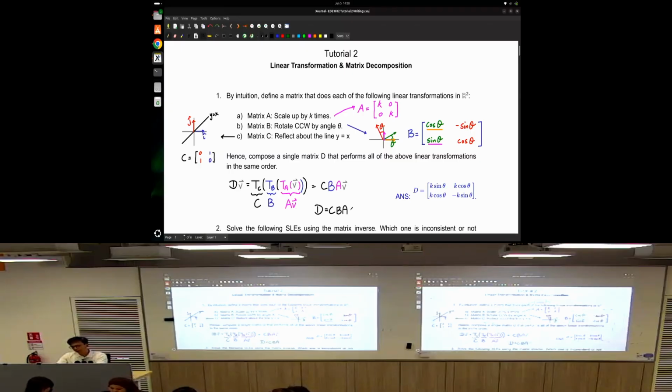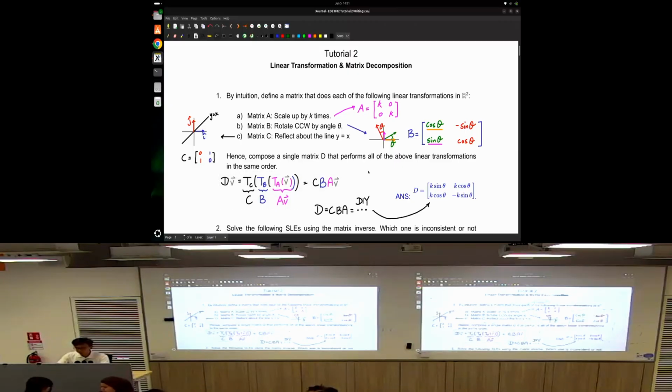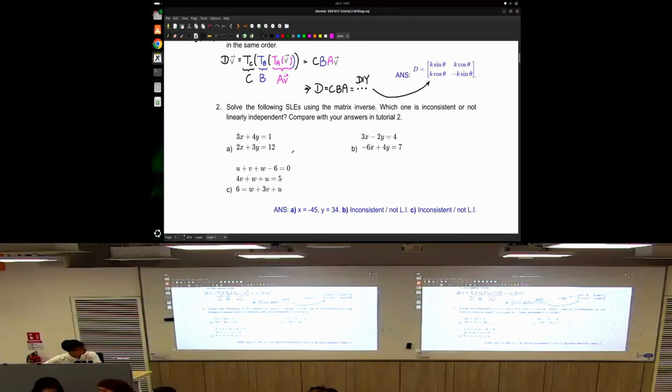So if you calculate this on your own, everything has been given here, you are going to get this answer. So this one you DIY, just matrix multiplication. Is that right? Okay, good. Question 2. I don't think I need to do any parts of question 2, just solving by row operations. Okay, good. So this one DIY.